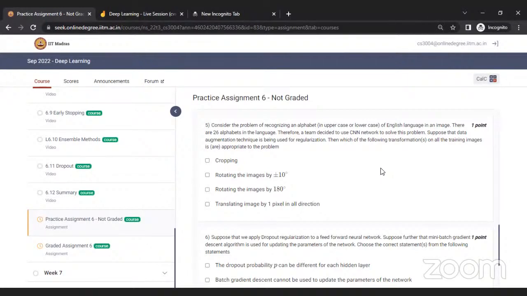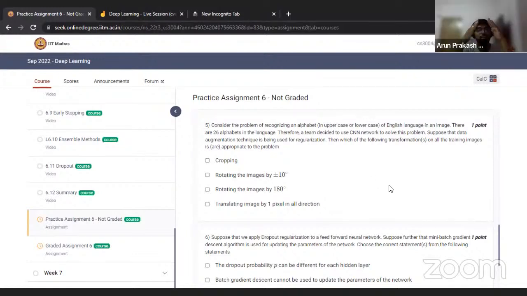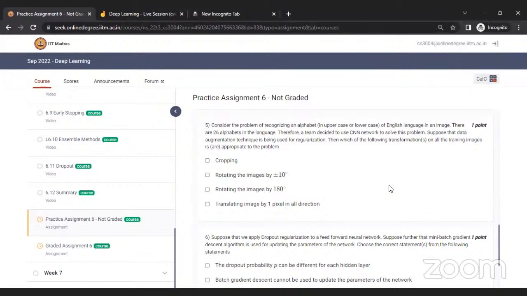But option 4, translating image by 1 pixel. If suppose A is written in a pixel, if we move everything in A in all the directions, then it will come and be put in the same position or what? No, you're moving the entire A by 1 pixel, not every pixel in A, right? In all directions, it's actually a shifting. You're telling it's a shifting by one pixel.